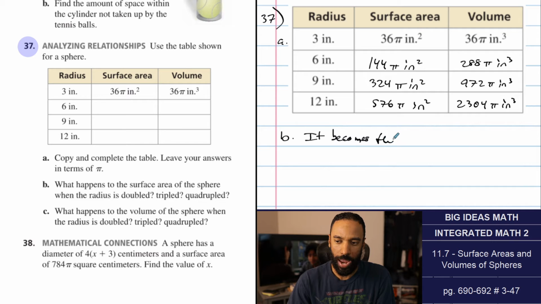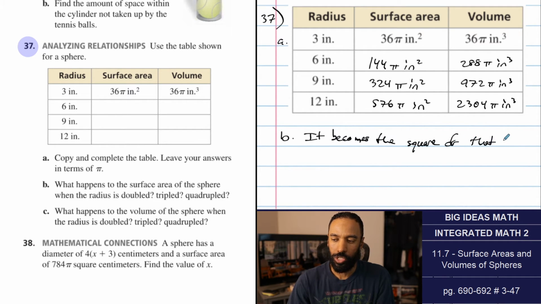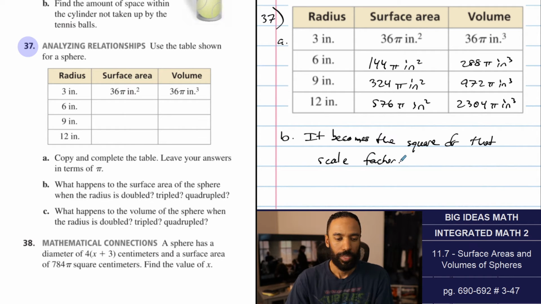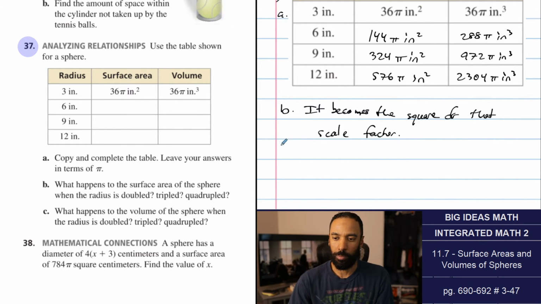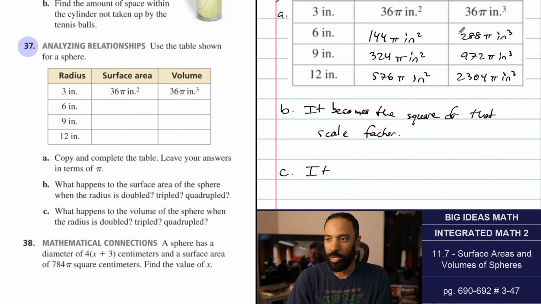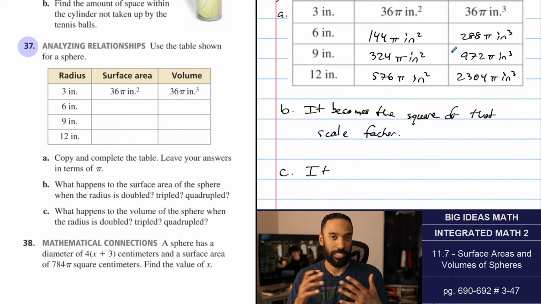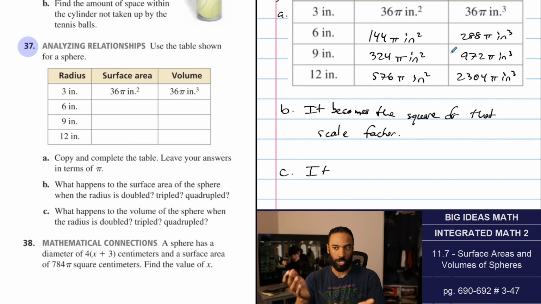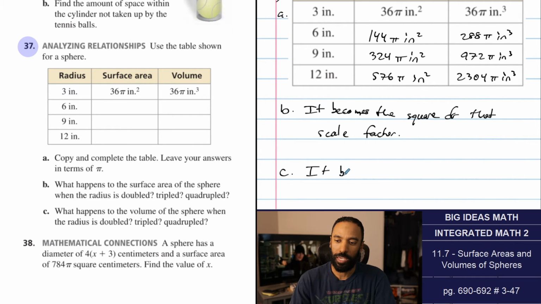It becomes the square of that scale factor. So when it's doubled, you do times 4 on the surface area, etc. When it's tripled, you do times 9. What happens to the volume of the sphere when it's doubled, tripled, quadrupled? So these things, once again, it becomes the cube. When you double, this number here is 36 times 8. That's 2 cubed. When you triple, this is 36 times 27. That's 3 cubed. I just know that that's how those things work. So I'm telling you it right now, and you can go and try and multiply, and that's what happens. So it becomes the cube.